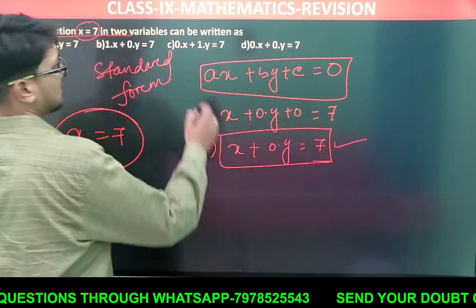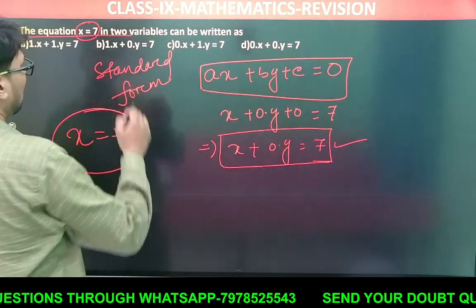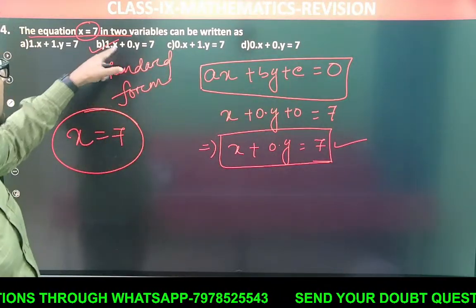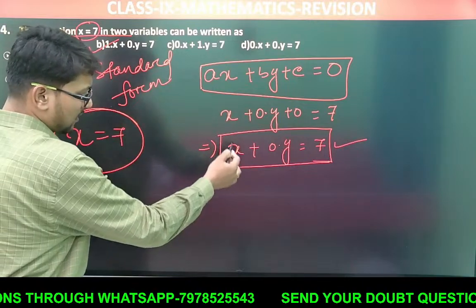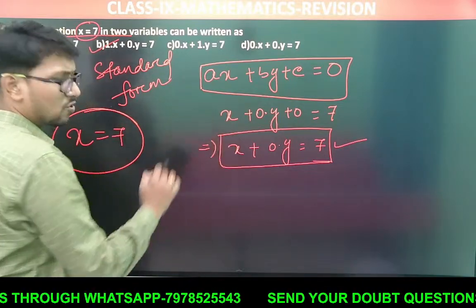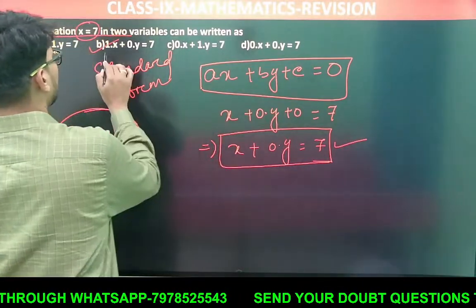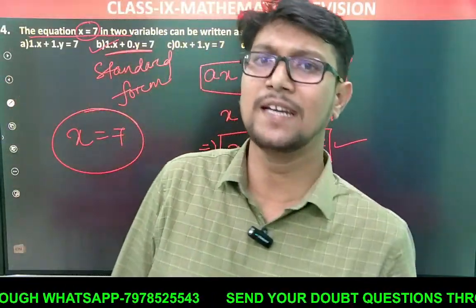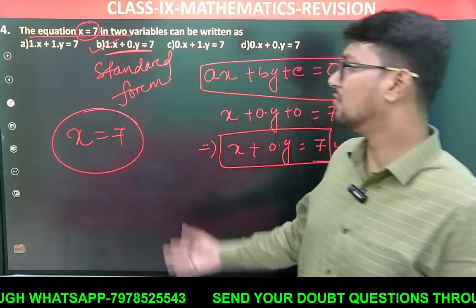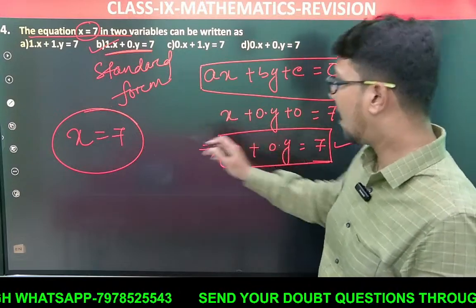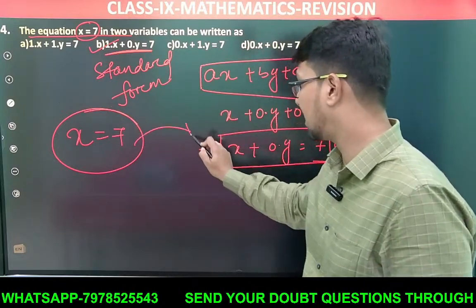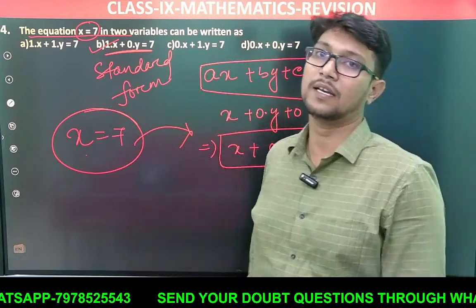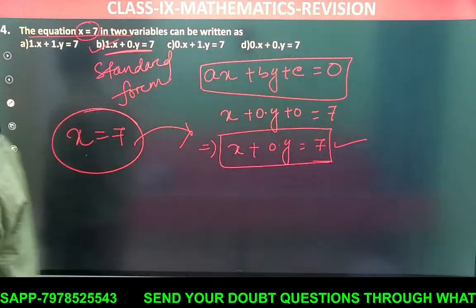This is the final answer. So option B: 1 into x, meaning there is x with no coefficient, so a is 1 here. So this is the right answer. I hope this is clear to all. So you can note down how this becomes a linear equation from one variable to two variables. Okay, right?